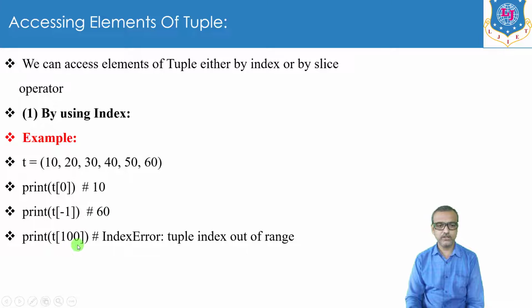Now print of t of 100, you can see that index 100 is not present in tuple t. So it will give us an error. So the output of this print statement is nothing but index error, that is tuple index out of range.